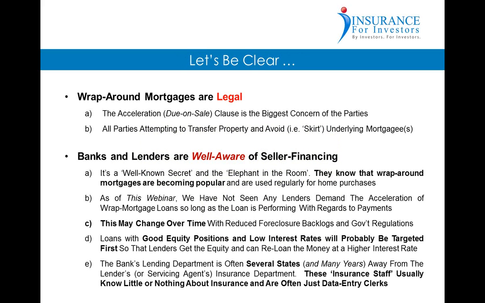So starting right out, let's be clear. Wraparound mortgages are perfectly legal. They've been done for quite some time. The acceleration clause, commonly referred to as the due on sale clause, is the biggest concern that all the parties have. Is the mortgagee going to find out about the property transfer and call the loan due? Because of this, all parties are attempting to transfer the property and avoid the underlying mortgagee. There's no nice way of putting it. The parties are trying to skirt the system a little bit, transfer the property from the seller to the new buyer, and keep the underlying mortgagee in the dark so that they don't call that acceleration clause due.